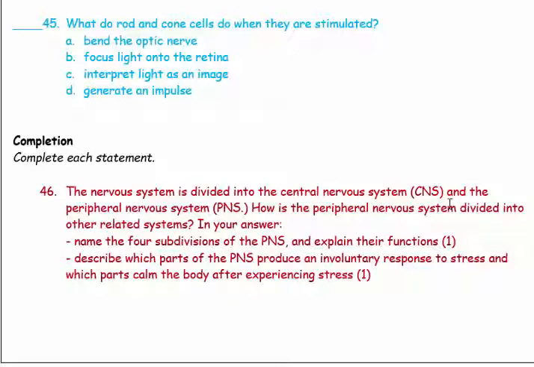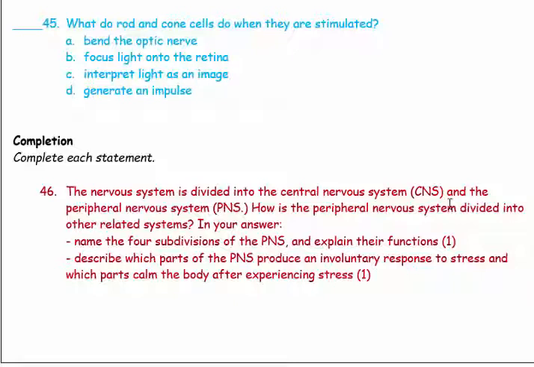The second question: describe which parts of the peripheral nervous system produce an involuntary response to stress, and which parts calm the body after experiencing stress. As I just said, the sympathetic system is responsible for increasing the blood flow to the heart and lung. So whenever you're in a stressful situation, you're going to feel your heart racing. You're going to feel that your breathing is shallow and increasing in rate. You're going to maybe experience some headache. All of this because of your sympathetic system. And this is actually called the fight or flight response.